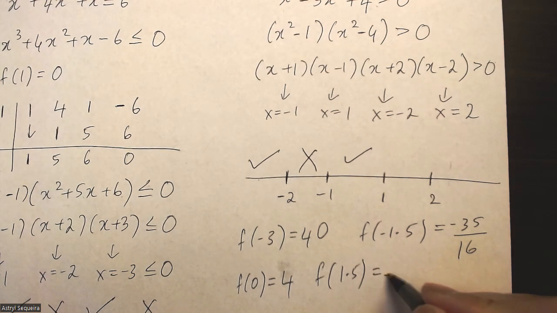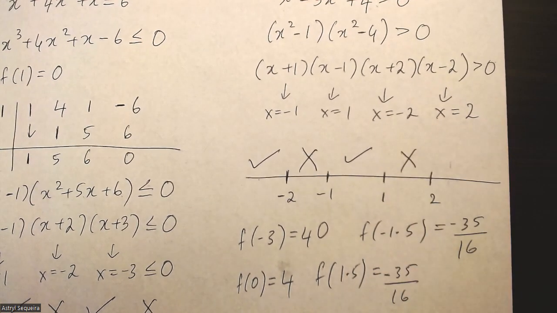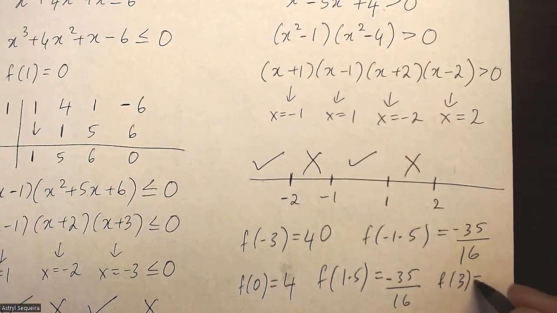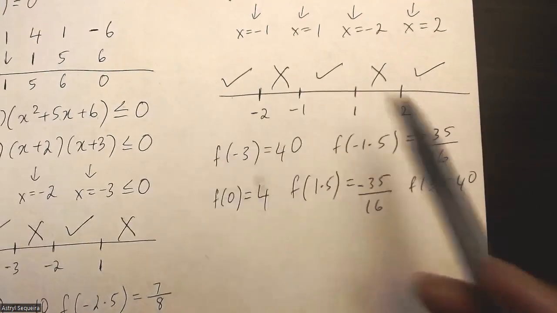Which is again -35/16, which is no good. And last I'll test +3, which should just give me 40 again, but I'll double check to make sure. Yeah, it's 40, which is good. So I have three solutions for this final question here.